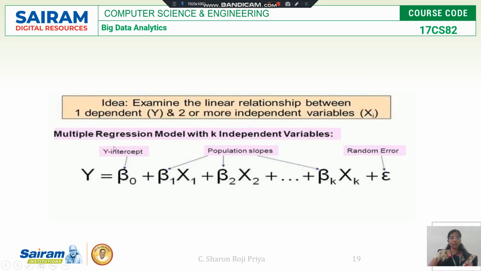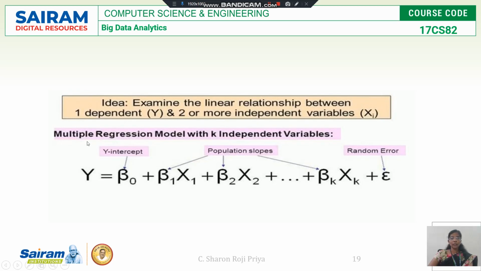Here you check it. This is the formula for the multiple regression model. Y is equal to the y intercept plus beta 1 x1, beta 2 x2, up to beta k xk, and the random error. All these x1, x2, up to xk are the independent variables.